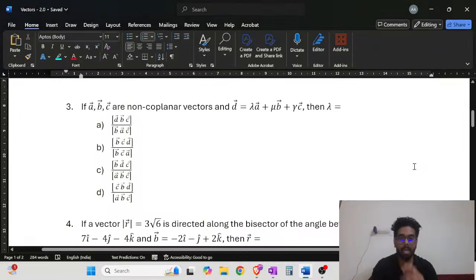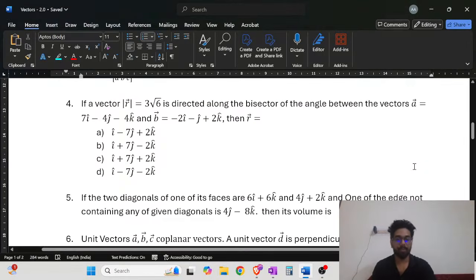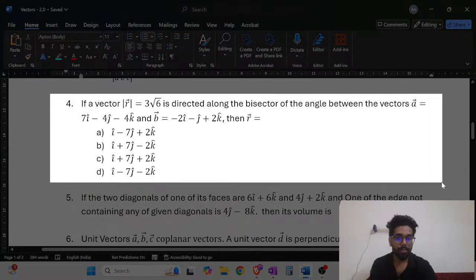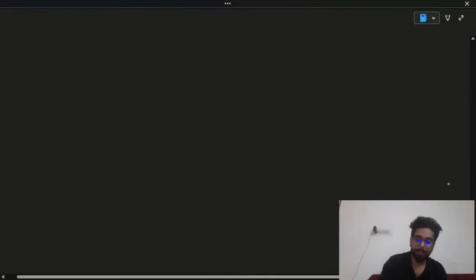Alright, now I will also explain vector triple product quickly. So now in this question, we also have a question of vector triple product.